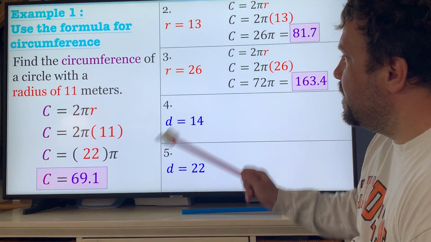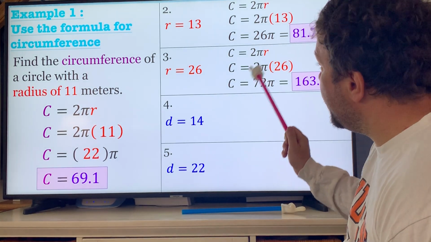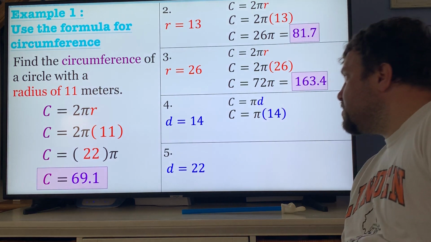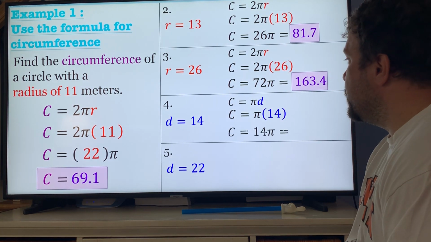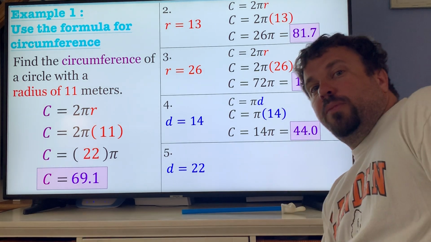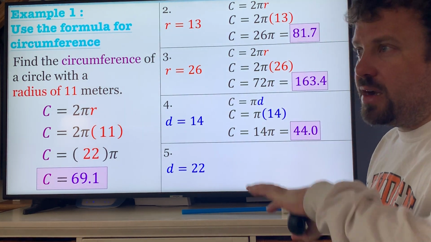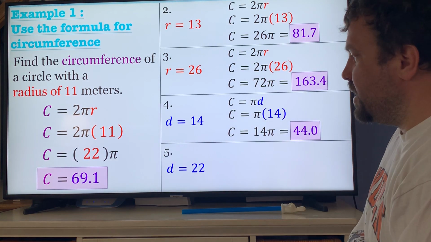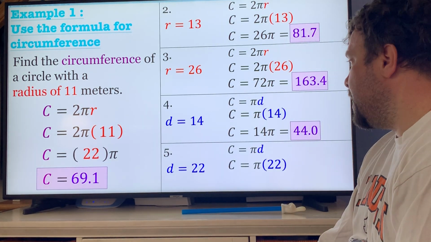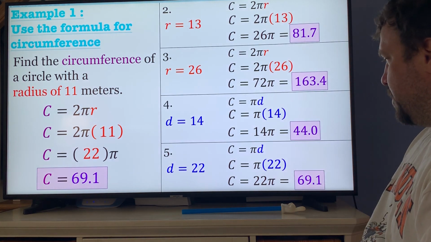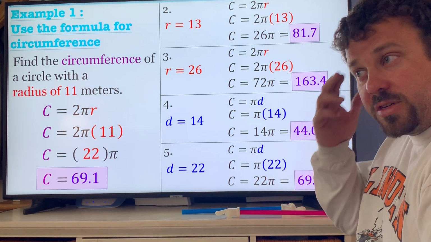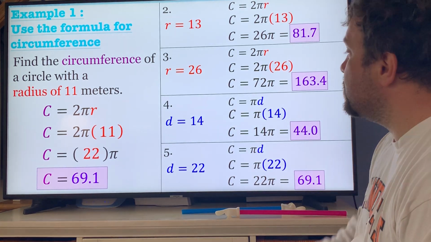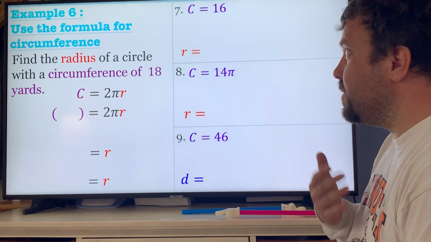Now, when we're using diameter, we don't have to divide it by 2 and use a radius formula. We can use pi d. Circumference equals pi d, so it's just 14 times pi. 14 times pi is 44.0. Remember to round. 5 and higher, you round up. 4 and lower, you round down. D is 22, so 22 pi, which is 69.1. Got it? That's how to find circumference. Once again, easy stuff. Back to middle school. You may be in elementary school, but we need to start somewhere, just like a review.